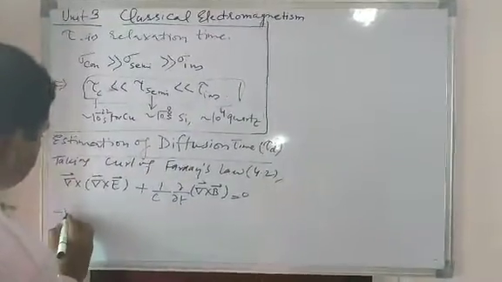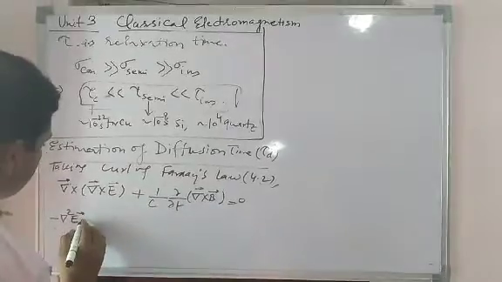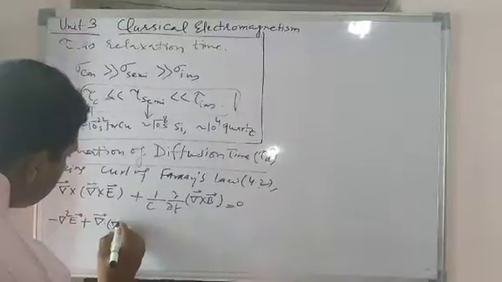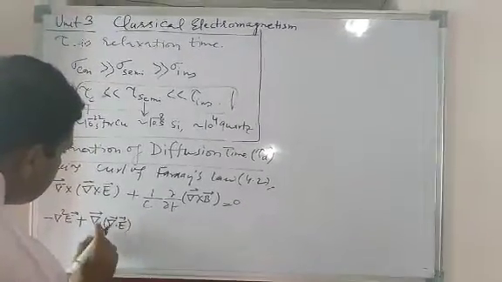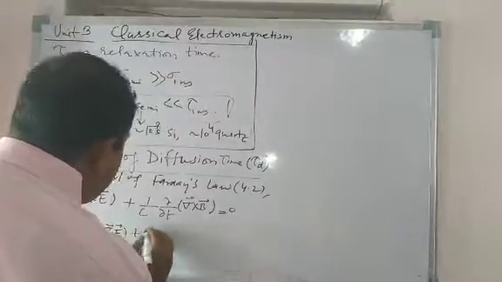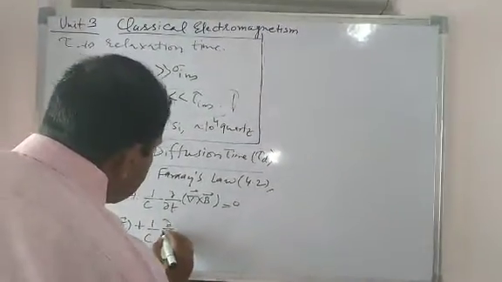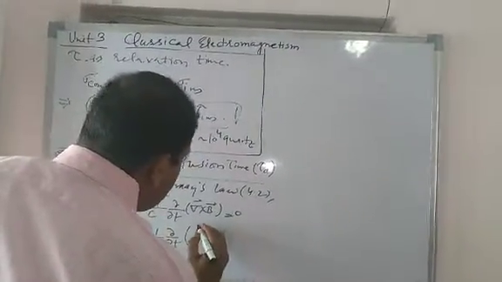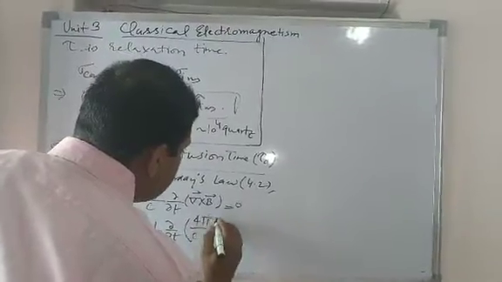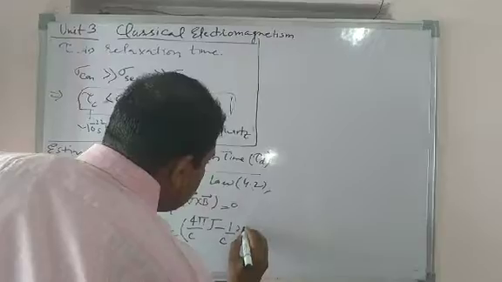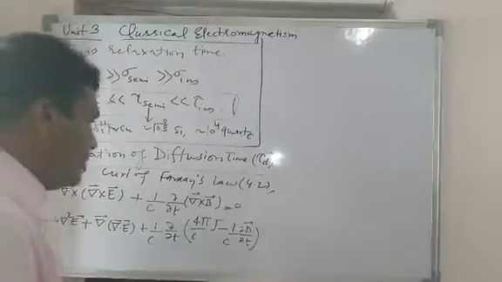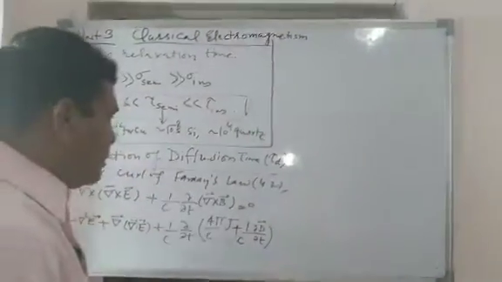Now this is minus del 2 of E plus the gradient of del dot E, so this is the gradient of E. And that should be equal to minus 1 over C del by del T of del cross B, and del cross B is how much? Del cross B is 4 pi by C J plus 1 over C del D by del T. So this is what we know.